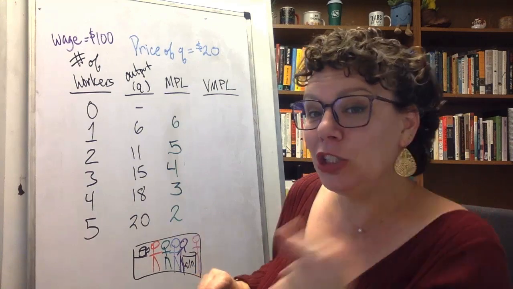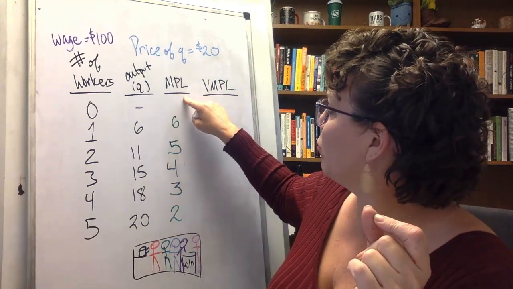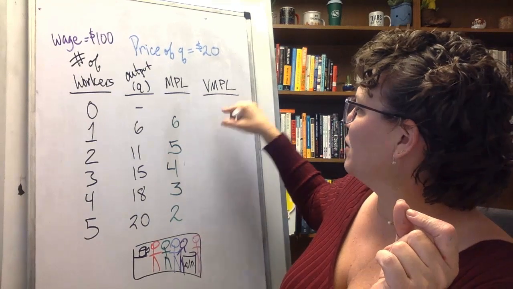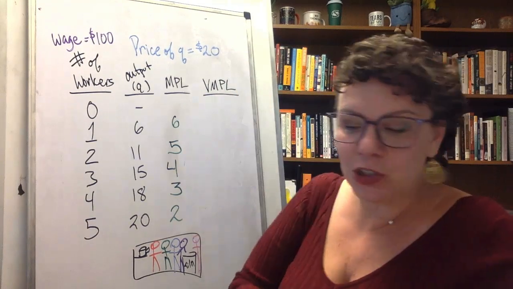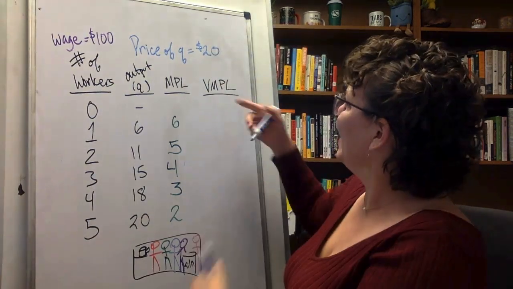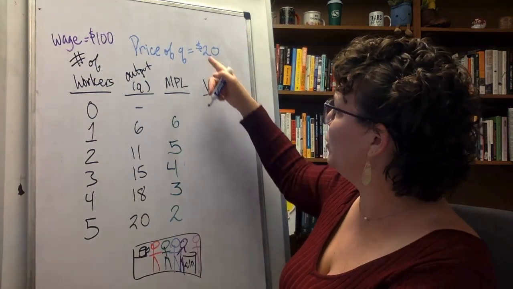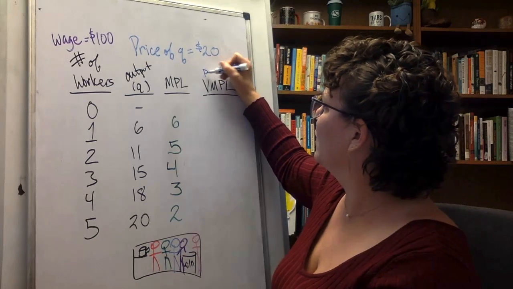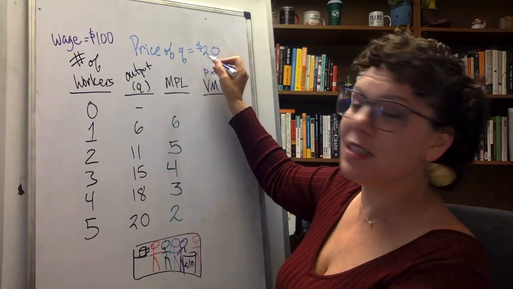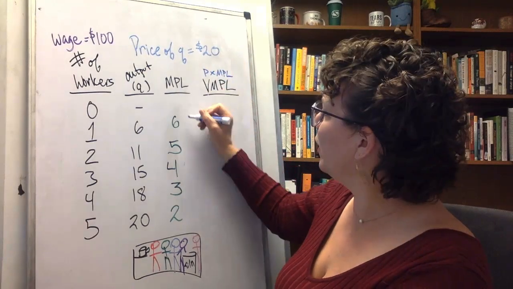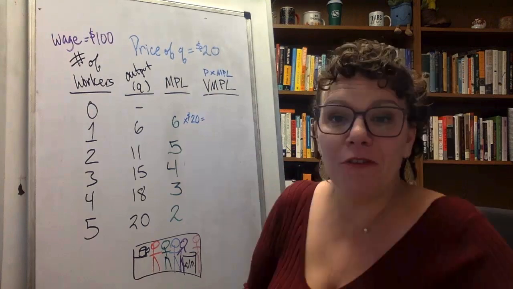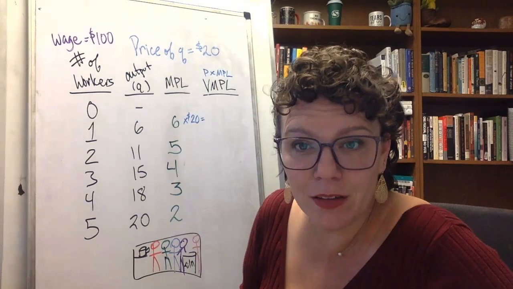So what we can do is convert marginal product of labor into value marginal product of labor. And value marginal product of labor is really easy to calculate. It's just the price of the good produced, P, times marginal product of labor. In this case, the price is $20. So we're going to just multiply this by $20 to get our value marginal product of labor.